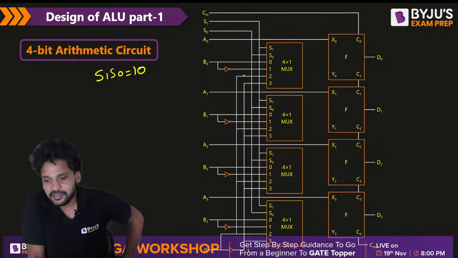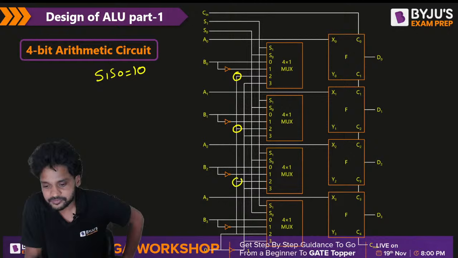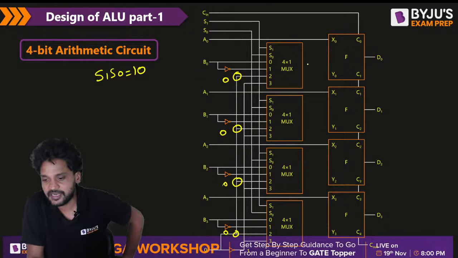And, needless to say, whenever S1 and S0 are equal to 1, 0, what will happen? The third input of the multiplexer will get enabled. The third input is equal to 0. The 0 will be enabled and connected to the full adder.